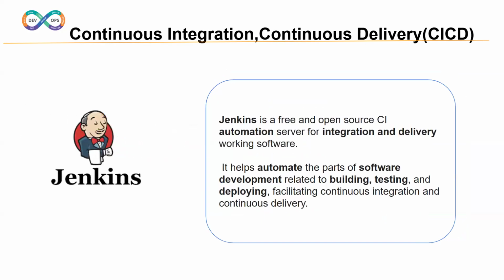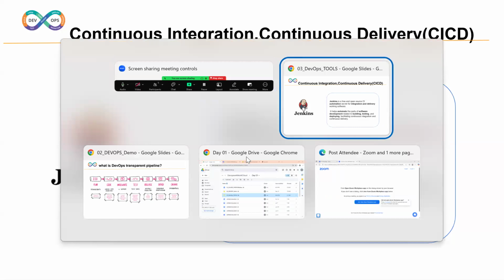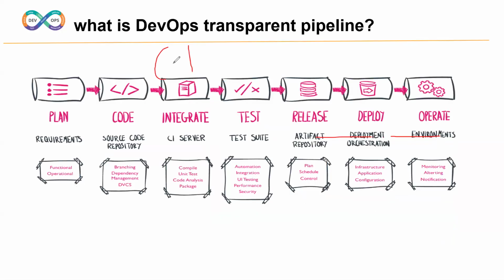But we are going to be learning Jenkins. Jenkins is a CI/CD tool, meaning continuous integration, continuous delivery. The entire CI/CD process, continuous integration making working software and continuous delivery, we are going to implement by using Jenkins only.